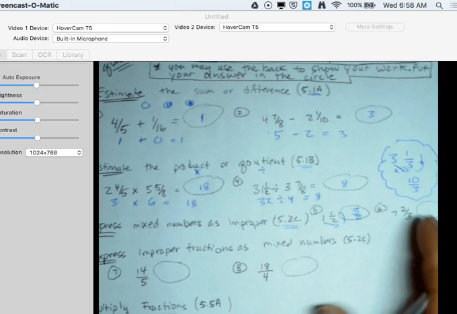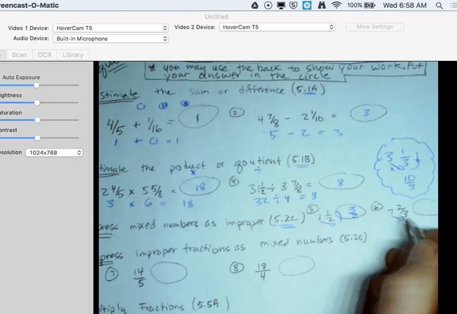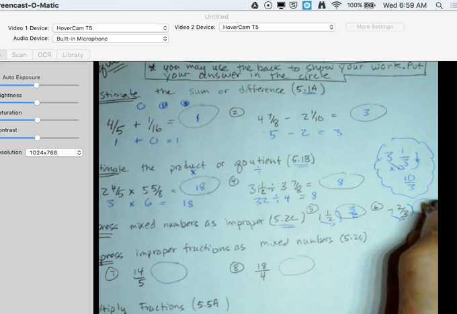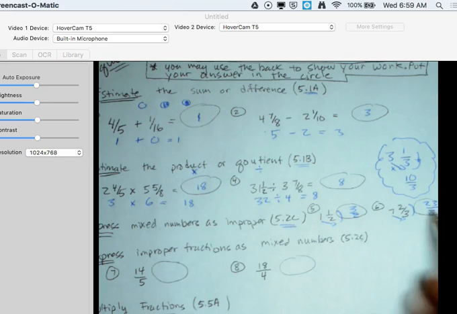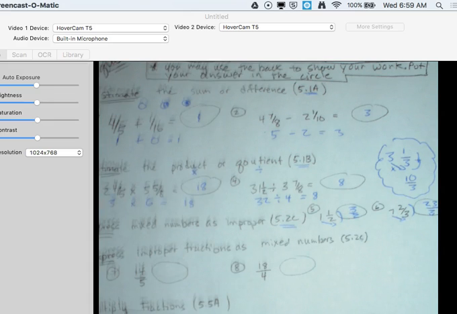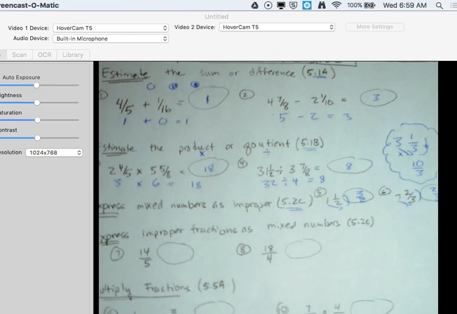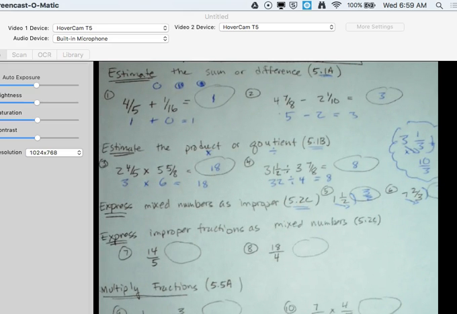This next one, I've got to do a little bit more work, a little bit bigger numbers. 7 times 3 is 21, and then I have to add the 2 pieces on top, so I get 23 thirds. And if I were to take 23 and divide it by 3, because that's what that means, I would get 7 wholes and 2 parts left over. All right, now we're on to the trickier of the two, and this is where we have to express an improper fraction as a mixed number.